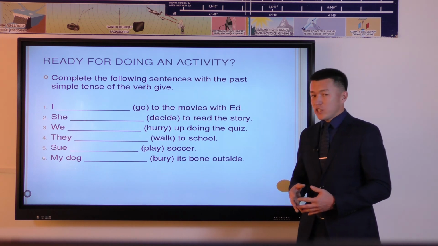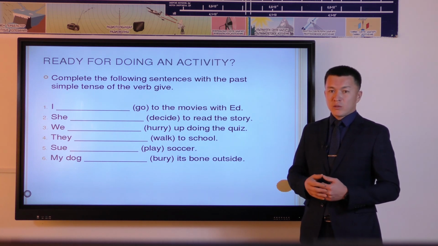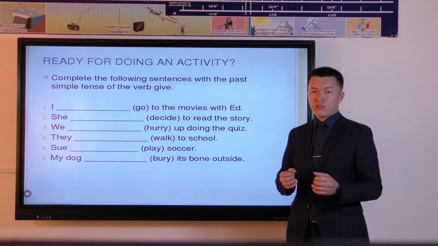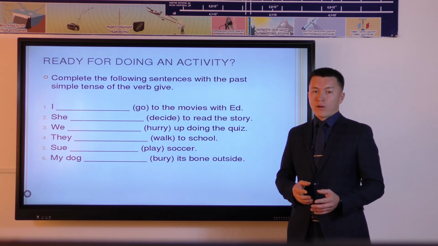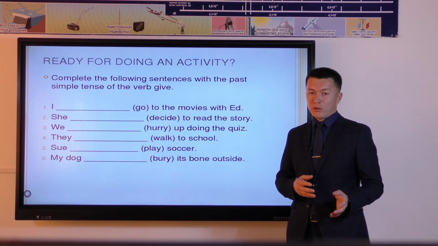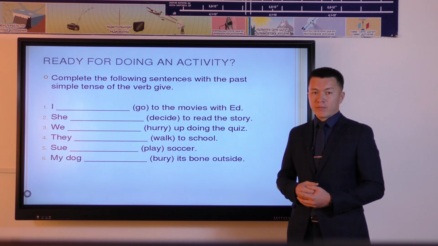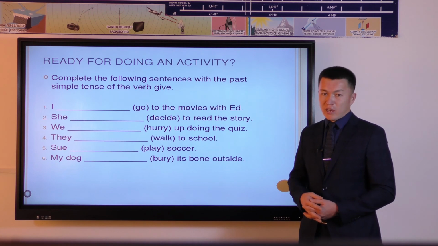The next sentence is, she decided to read the story. And we have to add d here, like, she decided to read the story. In the third sentence, we hurried up doing the quiz. Fourth, they walked to school. Fifth, Sue played soccer. And the last one, my dog buried its bone outside. Well done, guys. Let's try to do another exercise.